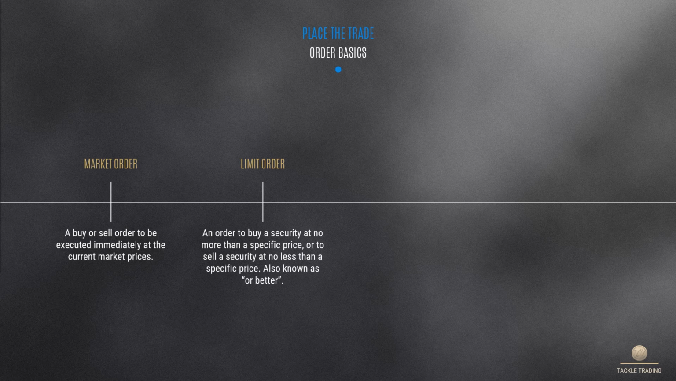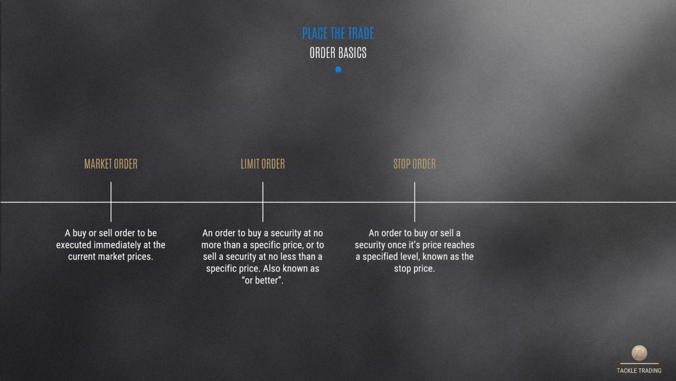Now, if the market can sell it to me at $20 and I was willing to pay 25, they're going to deliver it to me at $20. So it's anywhere underneath that. So a buy limit order is anywhere underneath whatever specific price you put into the market.